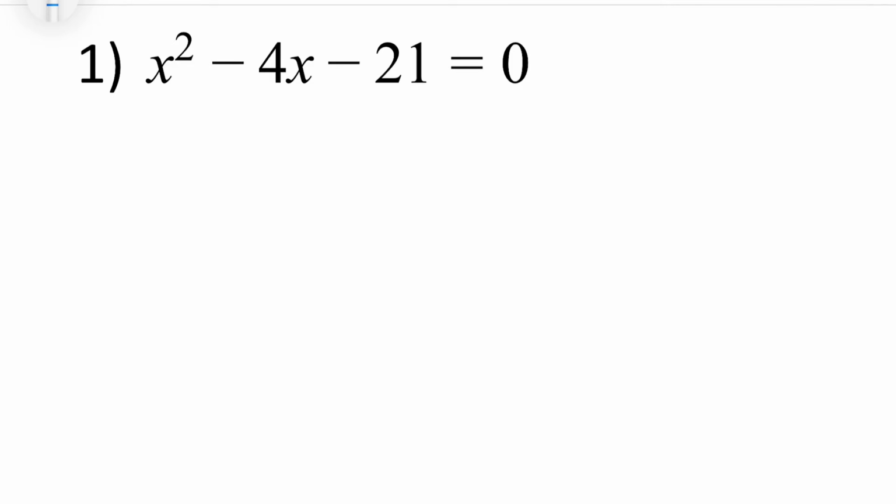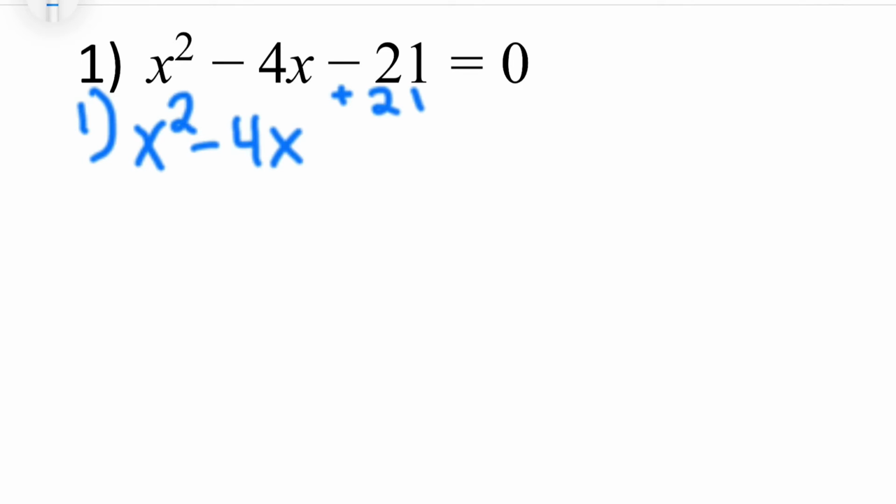For number 1, for step 1, we're going to move all of our variables to the left side and all of our constants to the right. So now we're going to have x squared minus 4x, and we're going to move that 21 over to the right side.